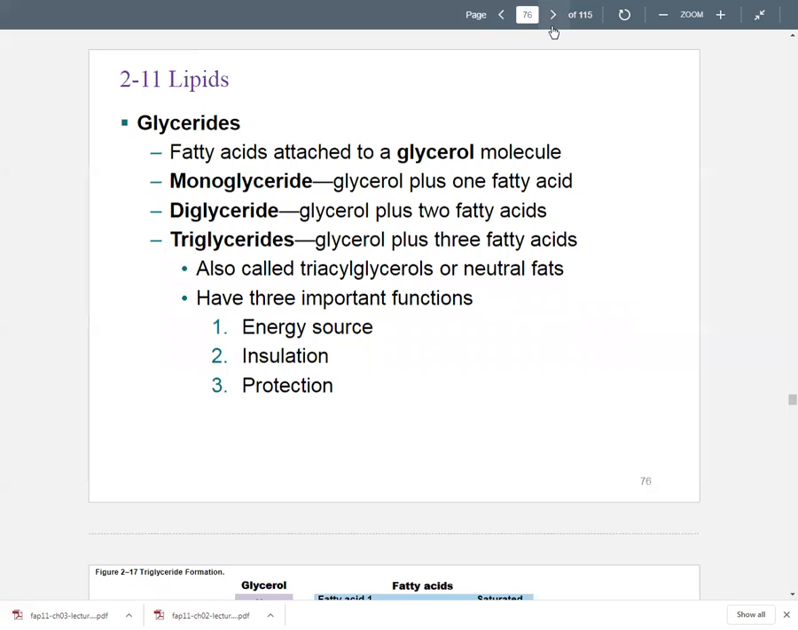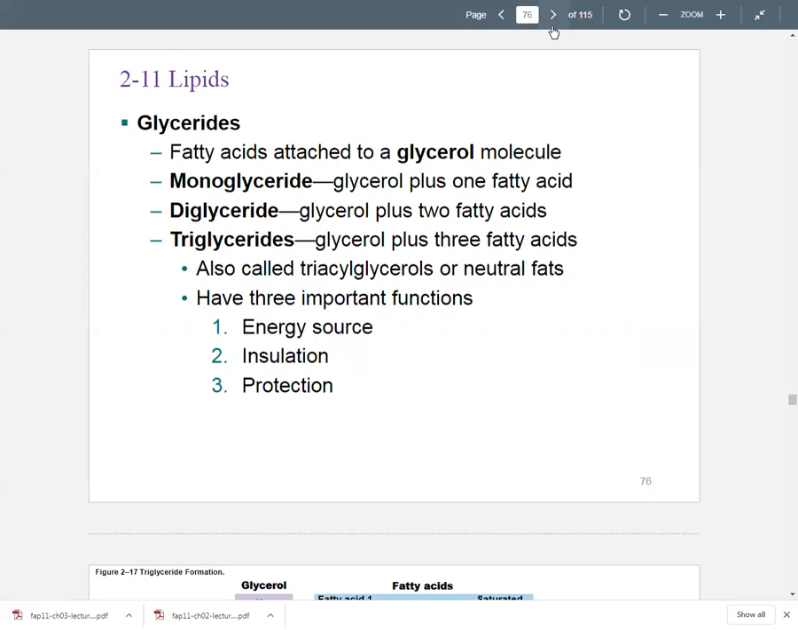Glycerides, another type of lipid. So glycerides have fatty acids, and they're attached to a molecule called glycerol. And glycerol is basically a 3-carbon compound. It has 3 carbons in it. So it has essentially potentially 3 attachment sites for fatty acids.